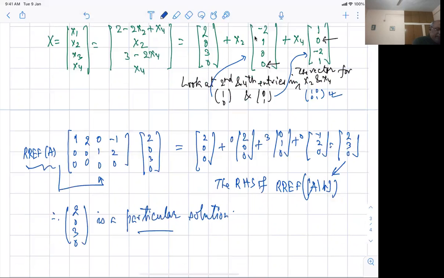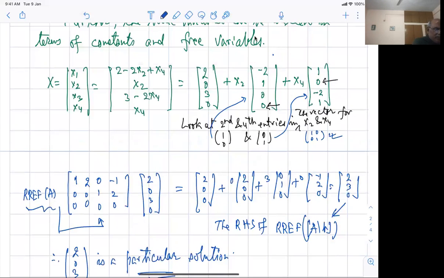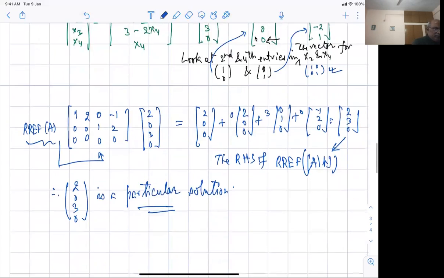Remember, any solution of the system Ax equals B has two parts. One is the particular solution and the other is the solution of the homogeneous part. We have got the particular solution. Let's now try to get the solution of the homogeneous part. Here these two vectors, -2 and this two, are going to play the role.